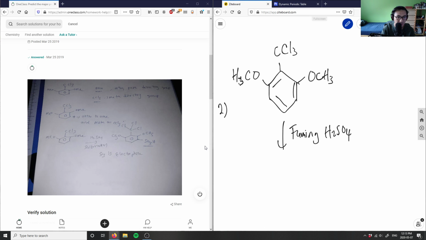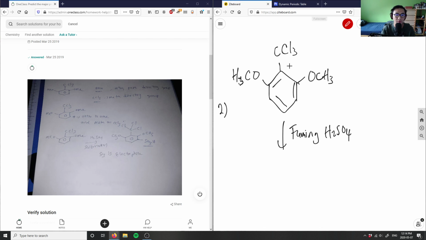So let's see, give me a second here. I'm just going to read their solution. So they said ortho to OMe and meta to CCl3. Yes. So it's ortho to, so basically, okay, this solution here is correct. So I kind of messed up here, and I mixed up that ortho here. It's going to be ortho to OMe, so ortho to one of these, but it's also going to be meta to CCl3 here.